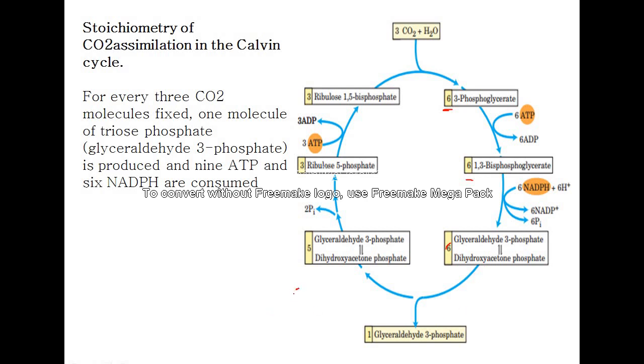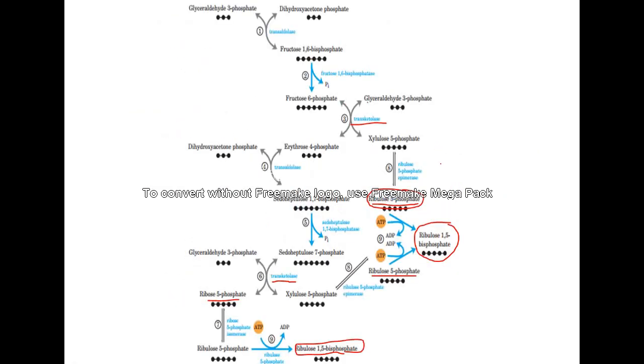The remaining 5 molecules of 3 carbon. So 5 into 3, 15 carbon atoms. So that is the same as 3 molecules of ribulose 1,5-phosphate. Did you understand? Using 3 ATP on those carbons, you get 3 molecules of ribulose 1,5 bisphosphate. That is what we saw here. Did you understand what we saw here? So how many molecules of glyceraldehyde 3-phosphate were used? 6 molecules.